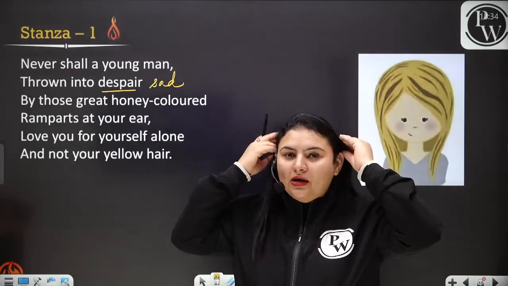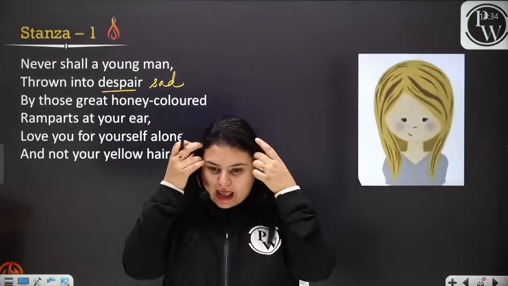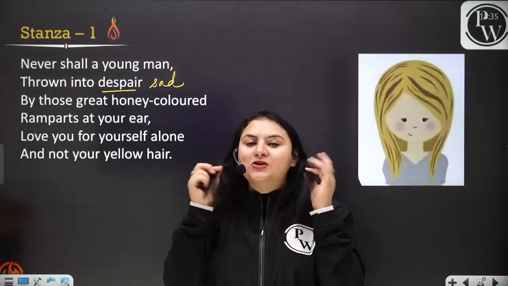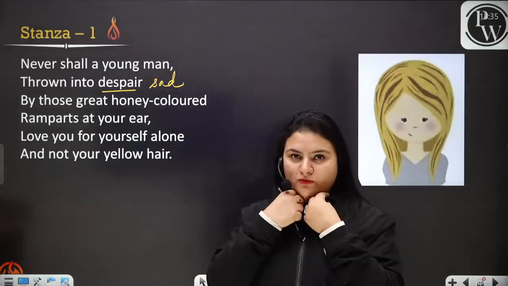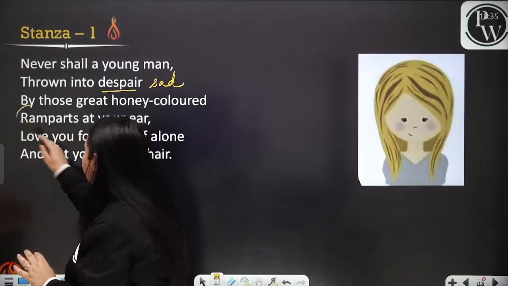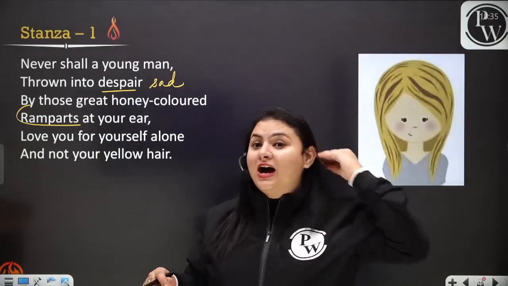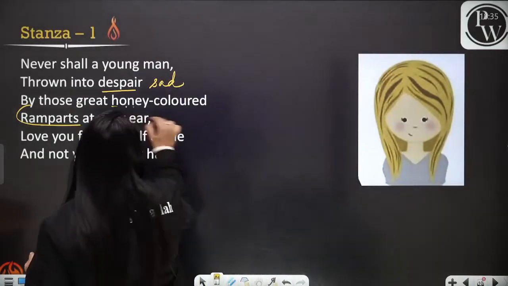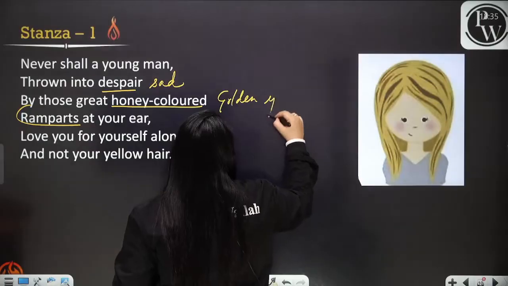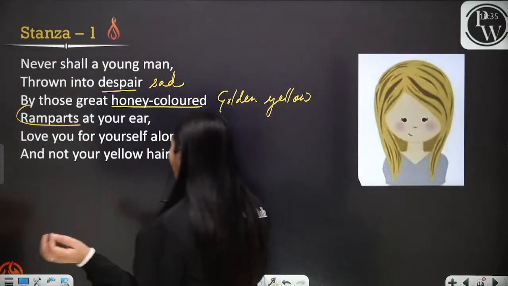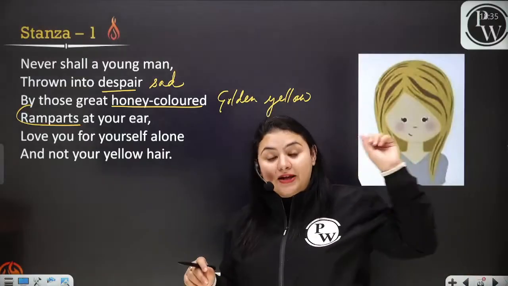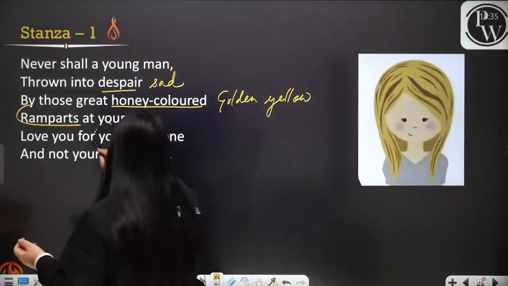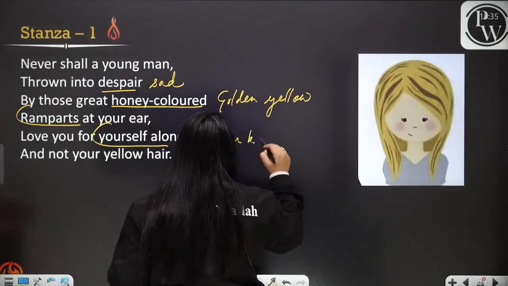Here he's comparing this hair, which is covering the ears, with ramparts. He's saying that those honey-colored ramparts of your hair, the color here is golden yellow. We know the color of honey is golden yellow. Love you for yourself alone. That man is not going to love you for yourself alone. For yourself alone means your inner beauty, what you are inside.